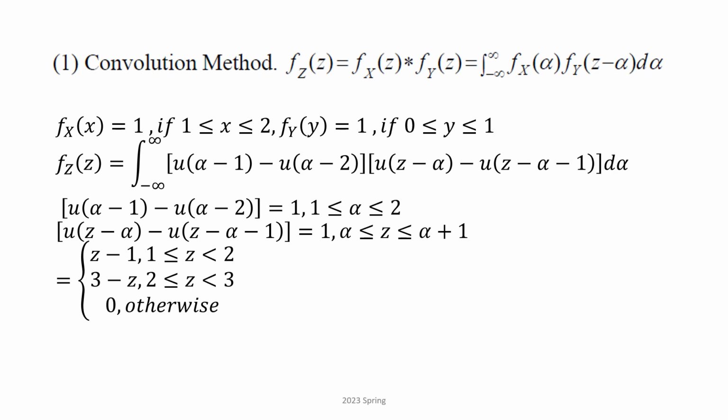And it's easy to know that little f_Z equals z minus 1 if z is greater than 1 and less than 2. And it equals 3 minus z if z is greater than 2 and less than 3. And it equals 0 otherwise.